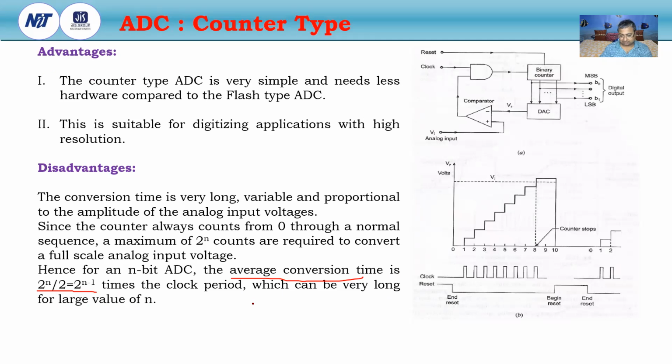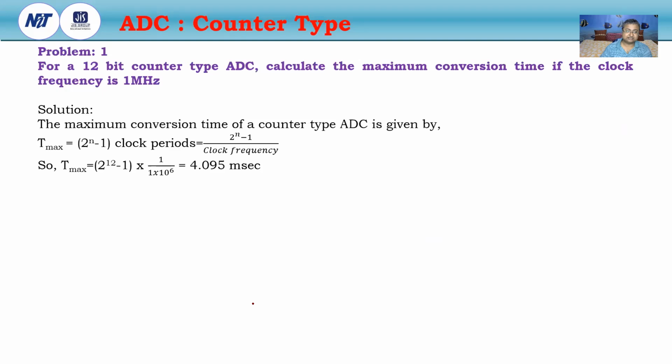Now, if we come to the problem, then it will be very much clear. What is the conversion time? Suppose this is a problem for a 12-bit counter type ADC. Calculate the maximum conversion time if the clock frequency is 1 MHz. The maximum conversion time of a counter type ADC is given by Tmax equal to 2 to the power of n minus 1 clock periods.